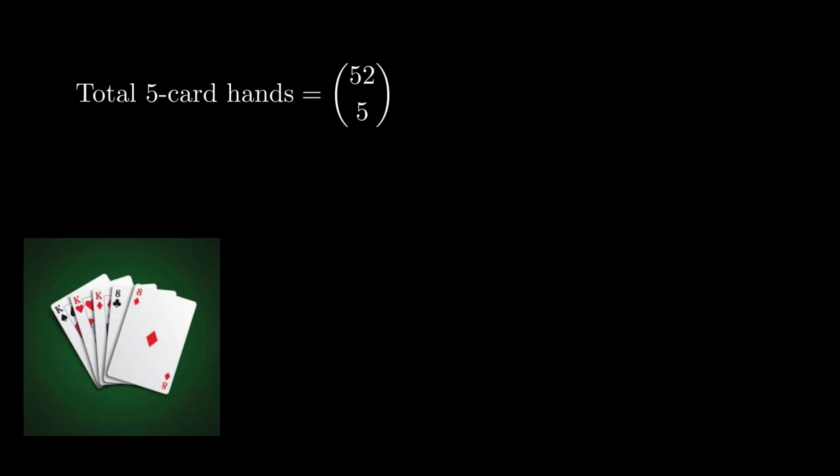We can start off by trying to find how many combinations of 5 can be made with a deck of 52 cards. This could be found with this calculation here. This will be our denominator as it's the total number of combinations.